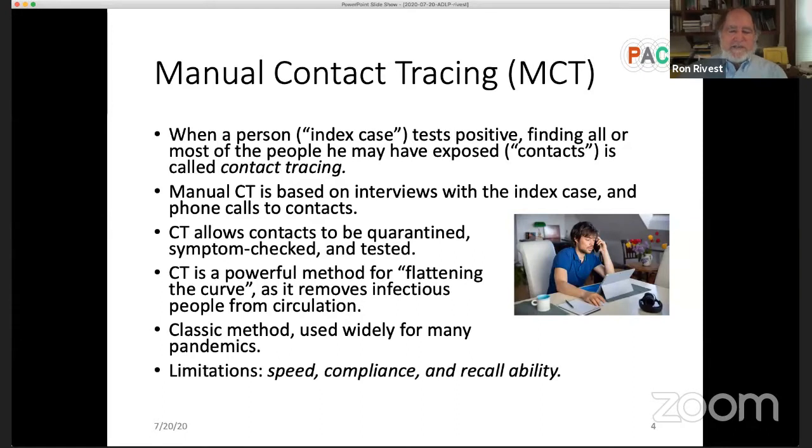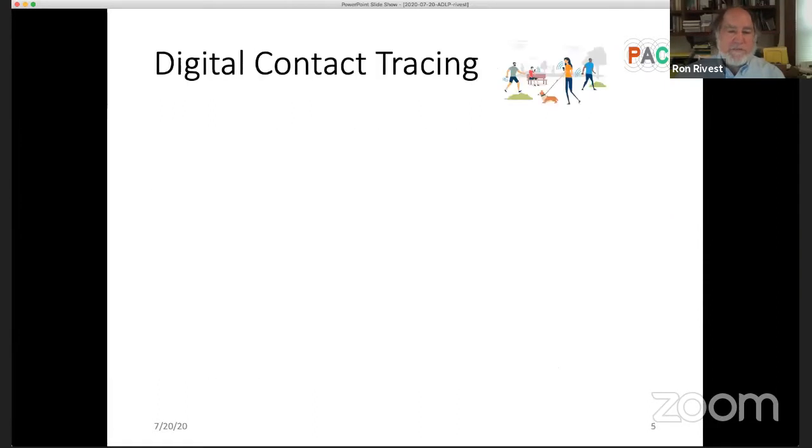So the limitations of this are speed. It has to be done quickly to prevent infected people from walking around. Compliance: people may not pick up the phone to talk to the contact tracer, or they may not give truthful answers, for various reasons, and they may not remember some of the people they were near. They were on the bus, and there were people sitting near them on the bus, so they just don't know who they were. So manual contact tracing has its limitations. Now that we have smartphones and a lot of people are carrying smartphones around, we can try applying technology to make this process a better one.